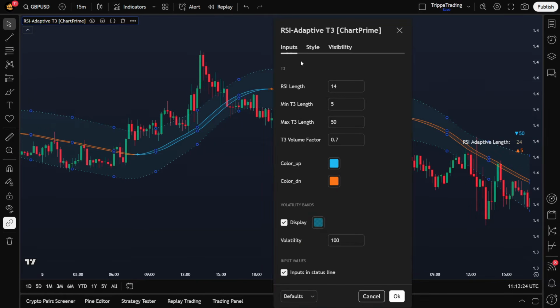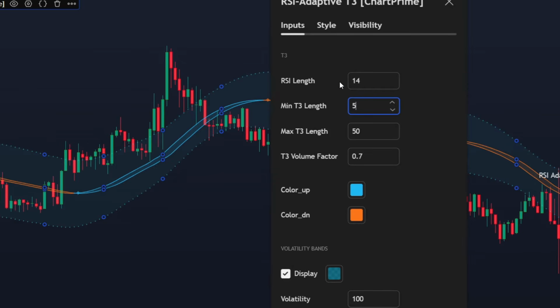Inside the indicators menu, you'll find min length and max length. These two settings define the range within which the T3 adjusts itself using the RSI. So, when the RSI is low, meaning the market might be oversold, the T3 uses a shorter length, which reacts faster to price changes.